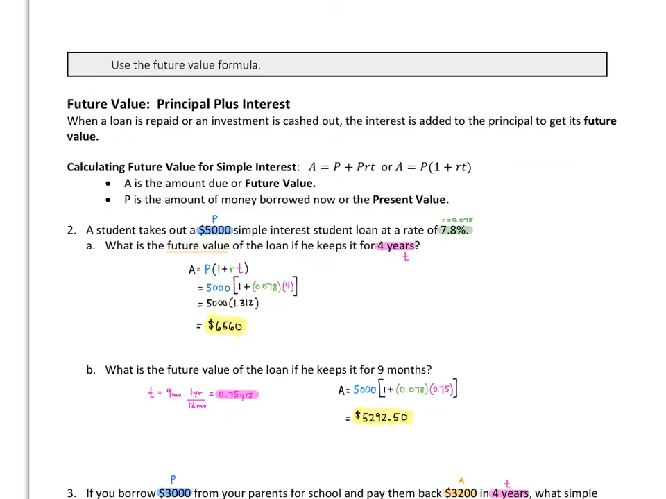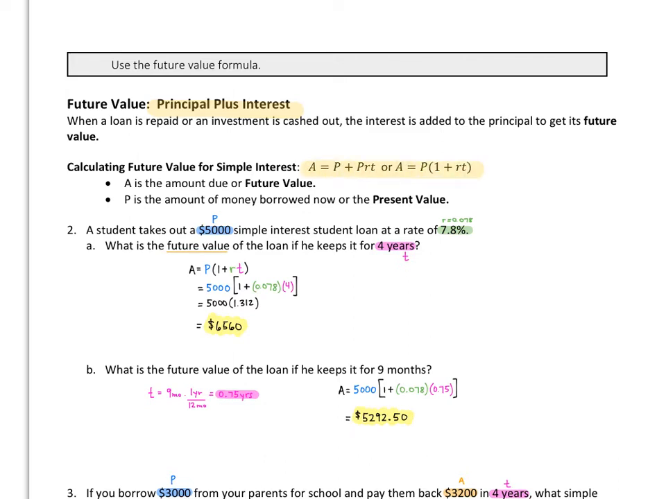Next, we're going to talk about future value. So future value is simply the principal plus the interest, okay? So how much are you actually paying is what that's asking, all right? So when a loan is repaid or an investment is cashed out, the interest is added to the principal to get its future value. So calculating the future value is going to be this formula here.